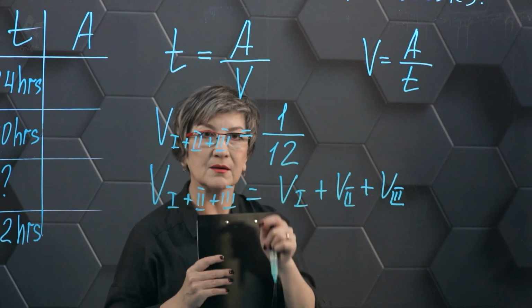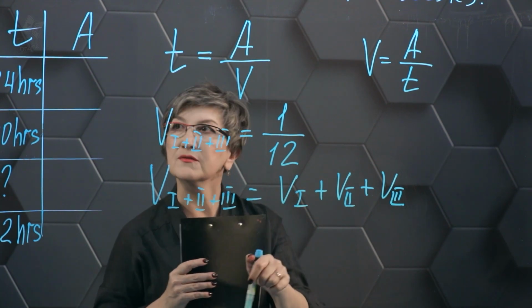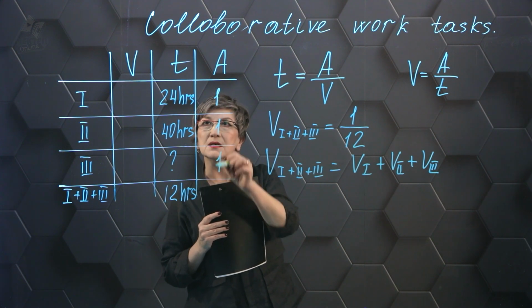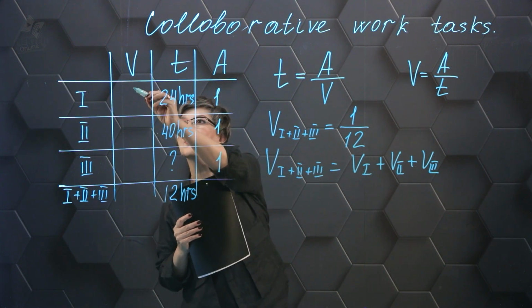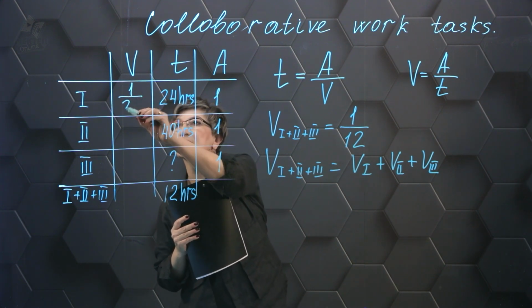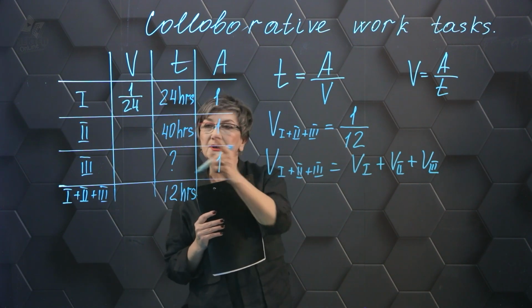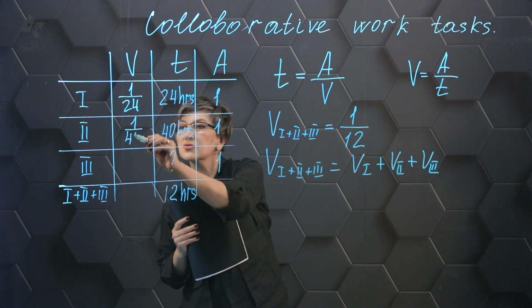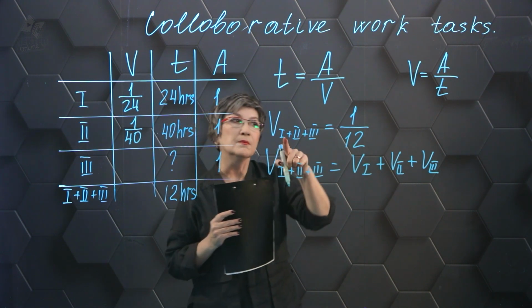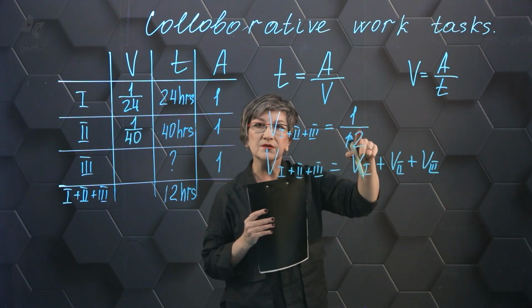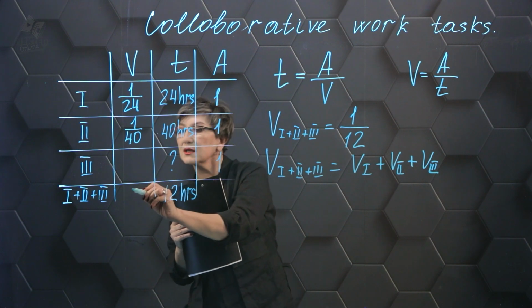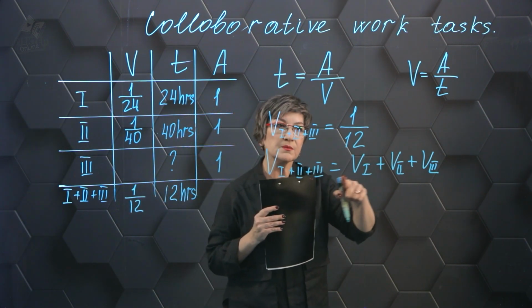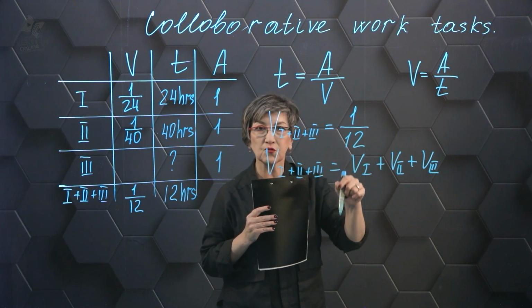Recall how we need to find the productivity. If work is 1, then the productivity of the first worker is 1 divided by 24. And the productivity of the second worker is 1 divided by 40. We have found that the productivity of 3 workers is 1 divided by 12. Let's substitute our value into our formula.